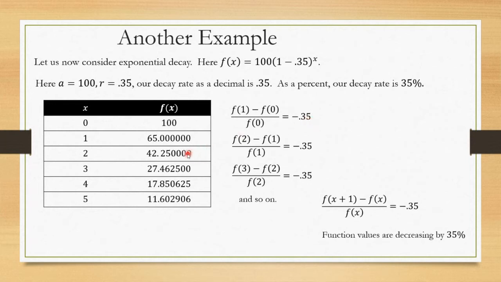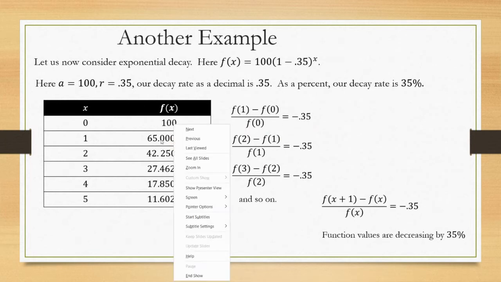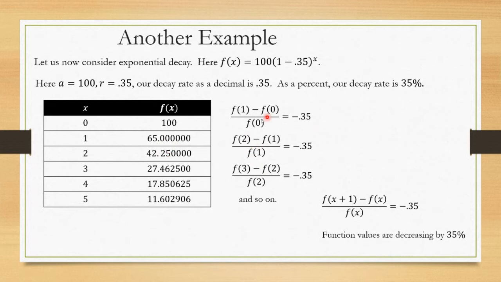Over here, when x goes from 1 to 2, the function value is changing from 65 and it's decreasing to 42.25. So what is that change? Well, the relative change there: the starting value is f of 1, the ending value is f of 2. If you calculate the relative change, you get this again, which means the function values from f of 1 to f of 2 are decreasing by 35%.